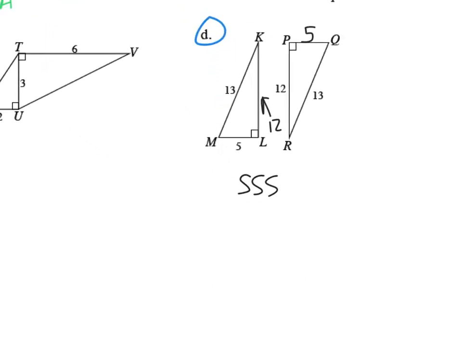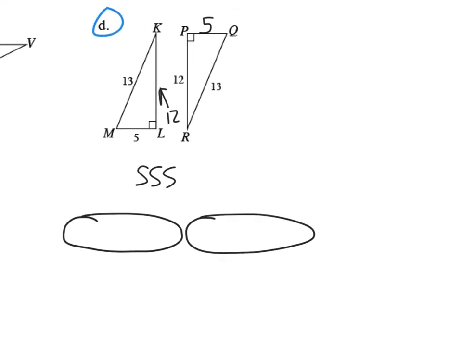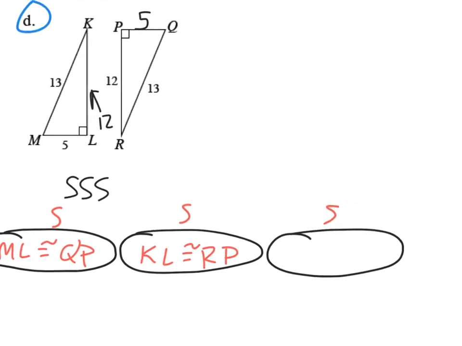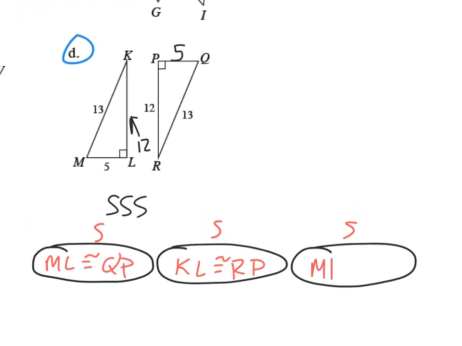So I'll let you go through and try letter A if you'd like. I'm going to do letter D here, just as that's something different. Since I'm going to do side, side, side, I have 3 sets of sides that are equal, so I have 3 ovals that I want to draw out. And up above here, I'm going to list the 3 sets of sides that are equal to one another. And so the first set of sides is, I'm going to say that ML is congruent to side length QP. That's one set of sides. Another set of sides would be KL being congruent to RP.